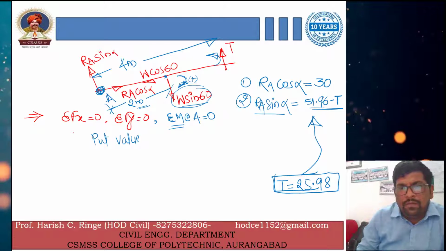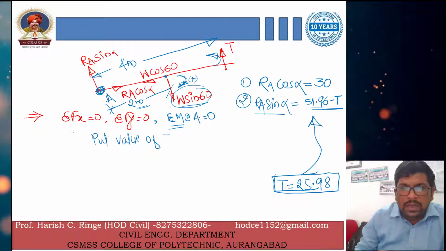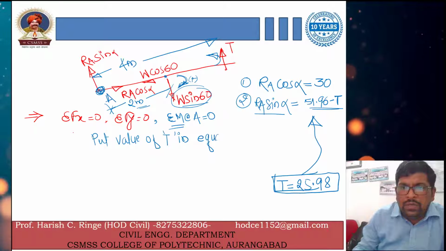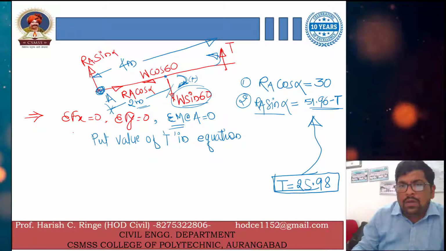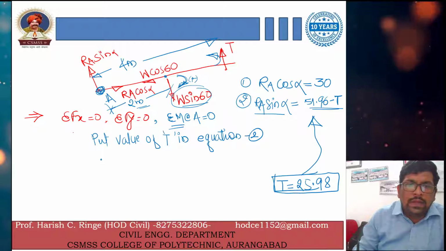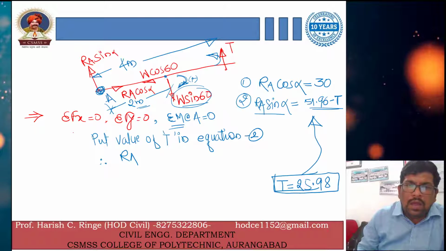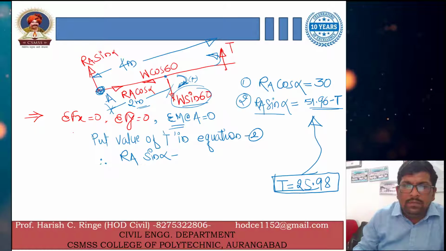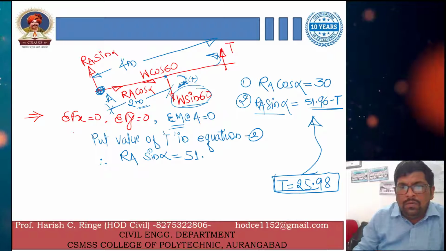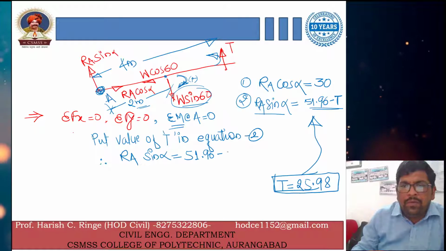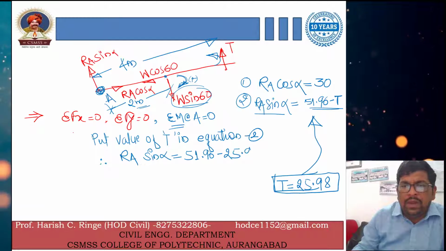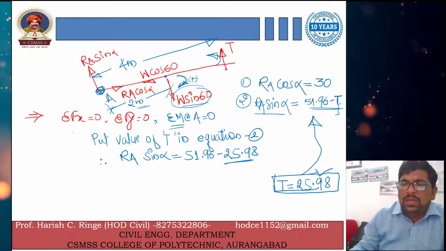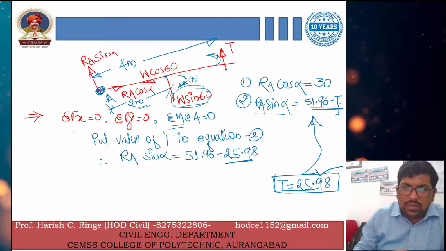put the value of t in equation number 2. So therefore Ra sine alpha is equal to 51.96 minus 25.98. Over here, instead of this t, I have mentioned the value. Okay, so what will we get?